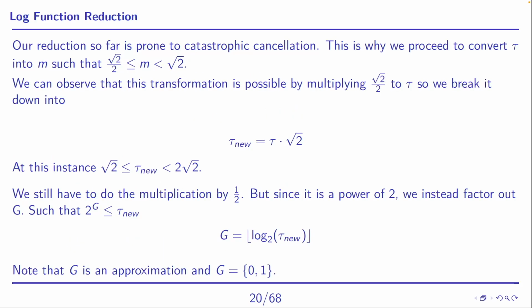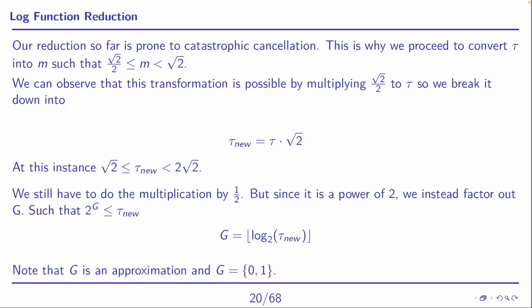So the problem right now is that our reduction so far is prone to catastrophic cancellation. That means that very small precise values can be lost, and that means that there's a loss in accuracy in a sense. So in order to make my input safer, we converted it to an interval of square root of 2 over 2 and square root of 2. And eventually I want my DAO to be converted to that m, right? I'm aiming to be in that interval.